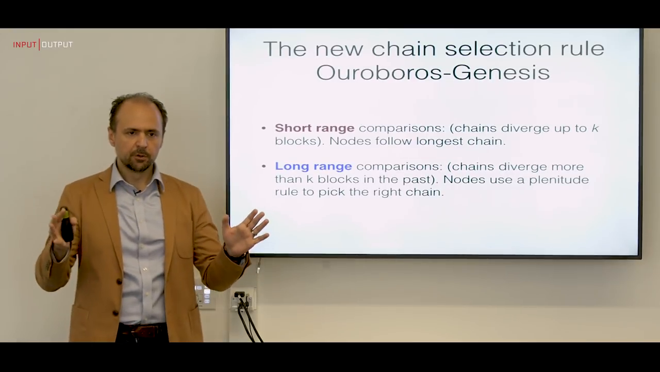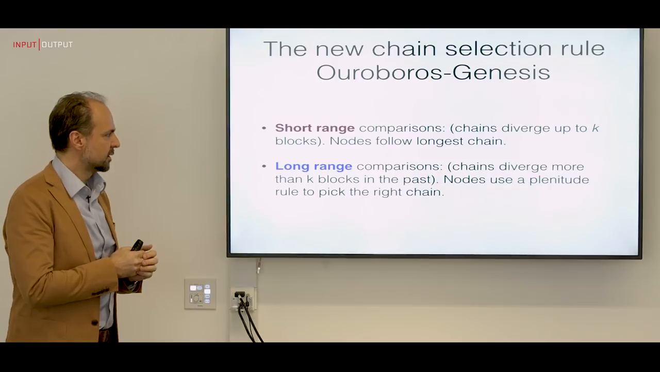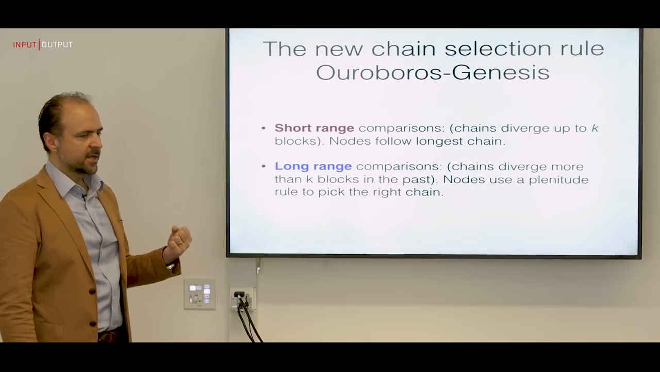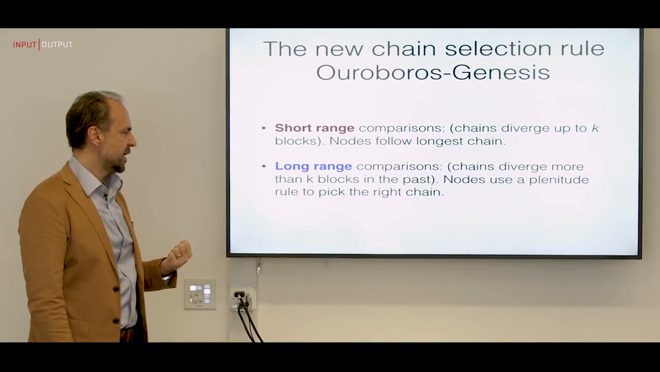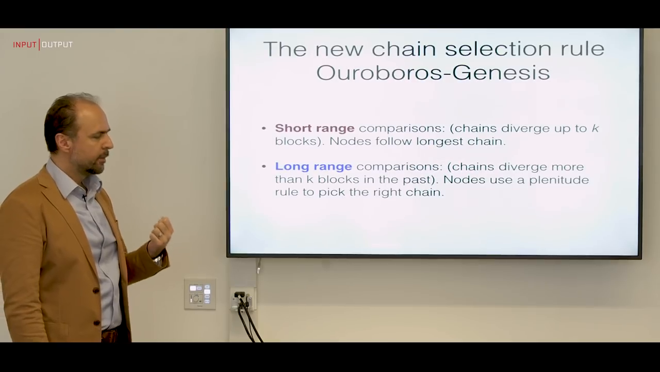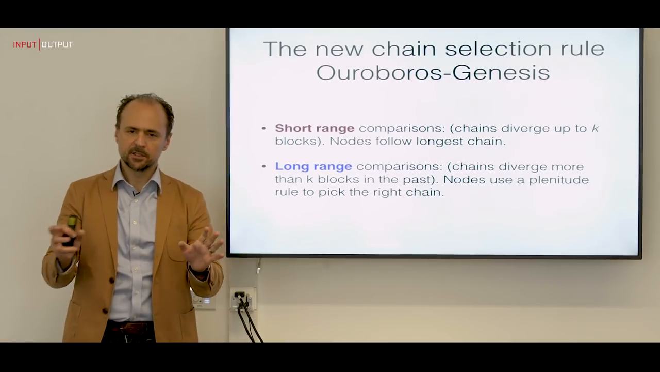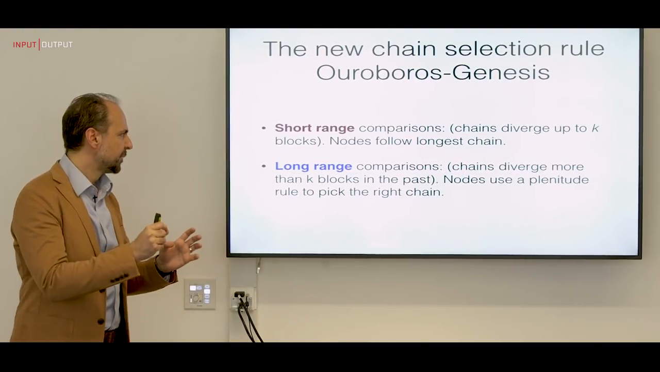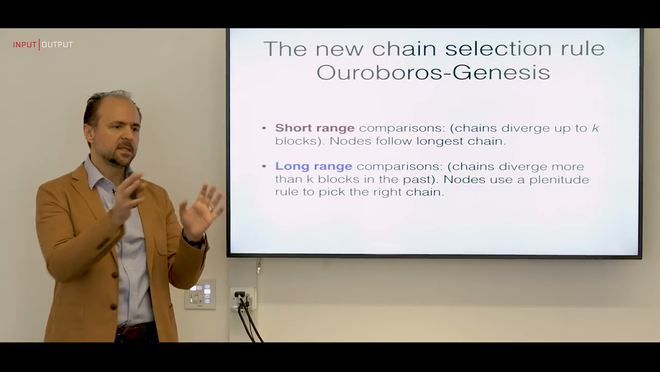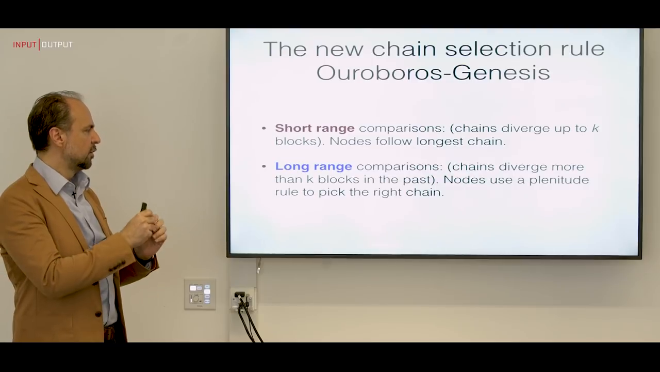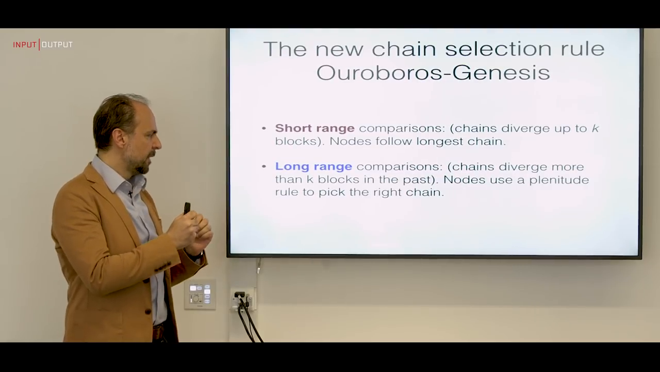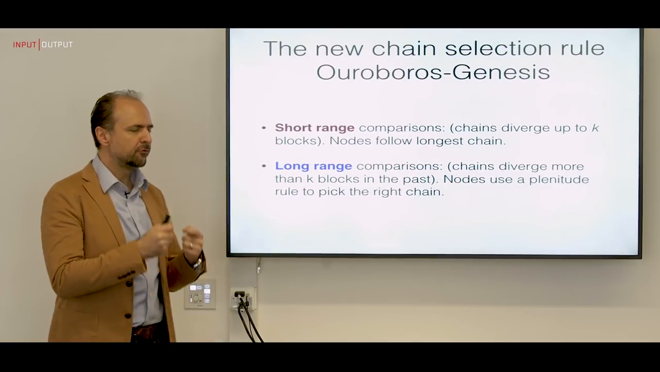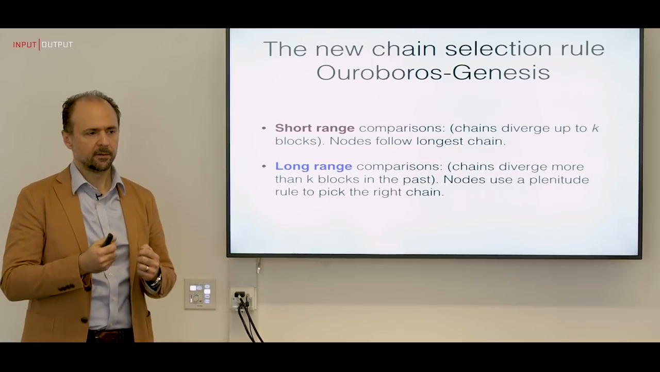So this gives you the picture of what was happening before Ouroboros Genesis was suggested. The new chain selection rule takes this idea of longest chain and deals with long-range attacks. So all the analysis which we've seen so far essentially deals with short-range concerns. And up to this case, this analysis completely covers us. Nevertheless, for long-range comparisons, where chains diverge, let's say, from more than k blocks, where k is a security parameter, we have to use a different rule to select the right chain.